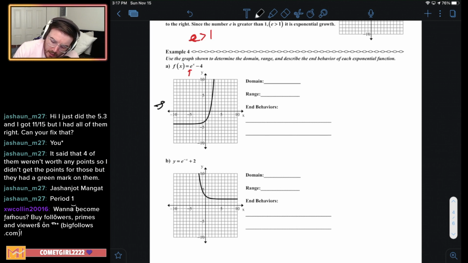Nothing's changed. So domain here is all reals, of course, right? Forever to the left, forever to the right. Our horizontal asymptote is at -4. You can see it gets really close to -4. Awesome. So our range is from -4 all the way up to infinity. And our end behavior, as we go to the left, that's when we're getting close to that -4. And as we go to the right, that's where we're going up, up, up, up, up. And there it is.